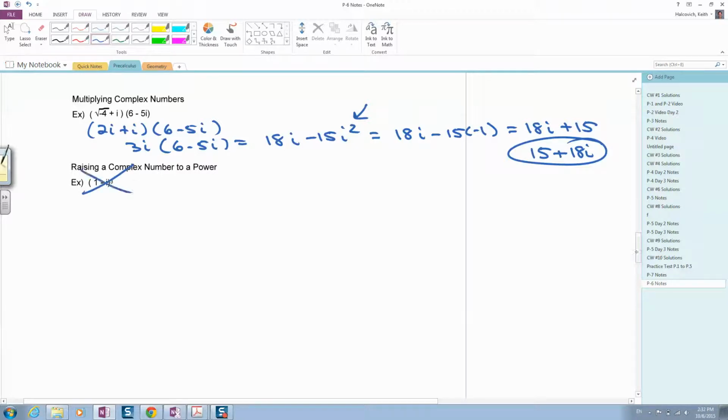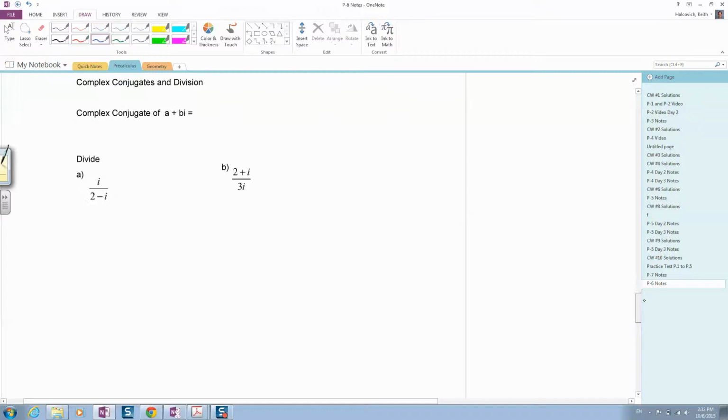We're going to skip this part of the video and go right to complex conjugates and division. Remember, when you divide by a radical, you want to rationalize the denominator. To do this here, you would just multiply top and bottom by an i. So you get 2i plus i squared over 3i squared.